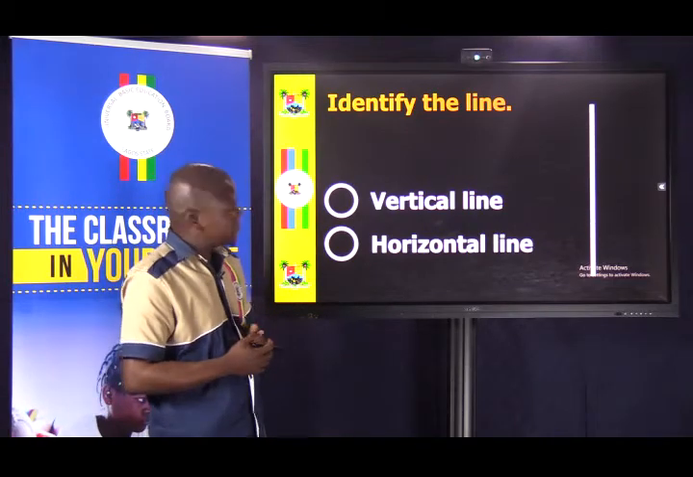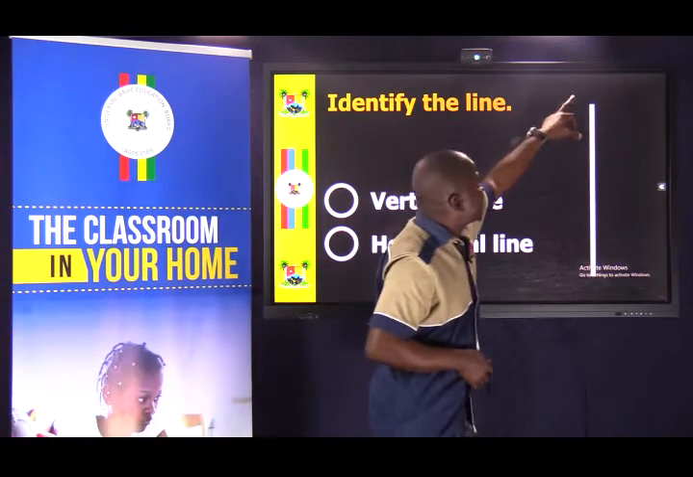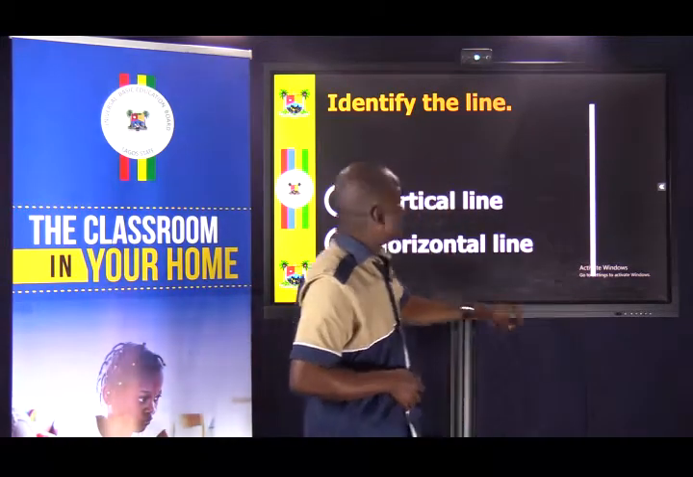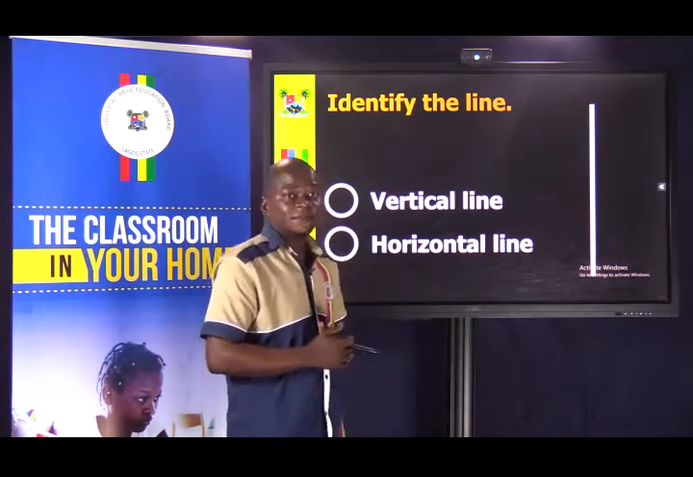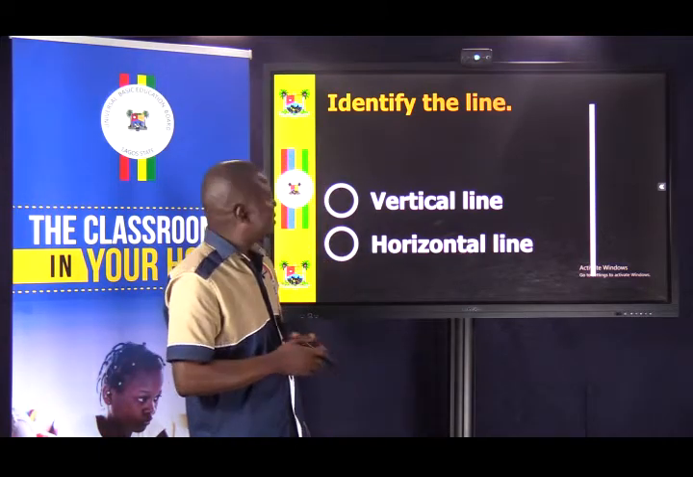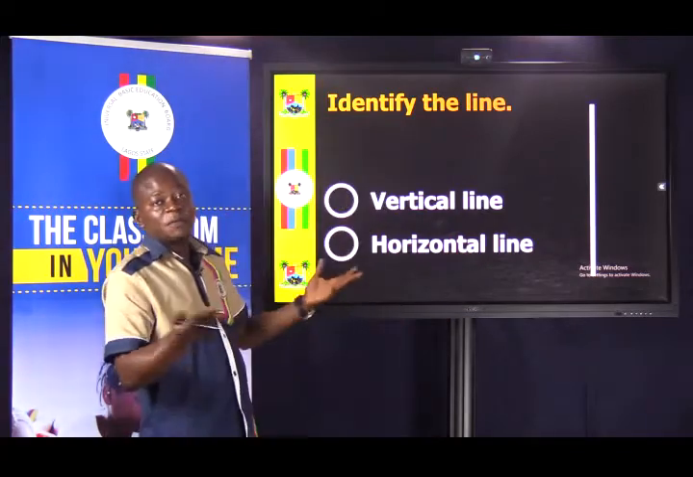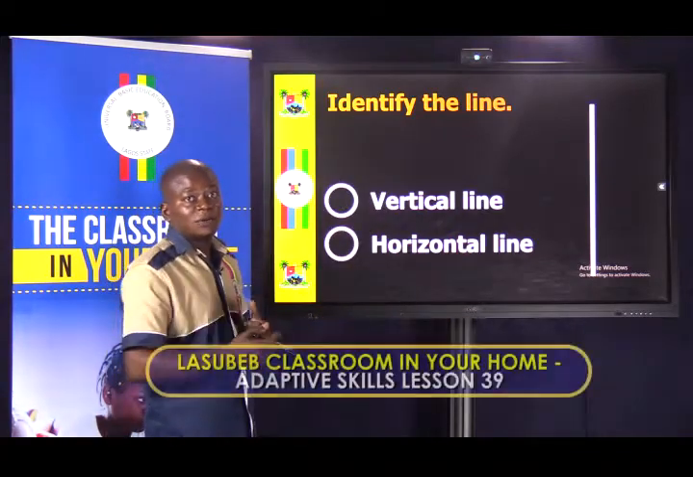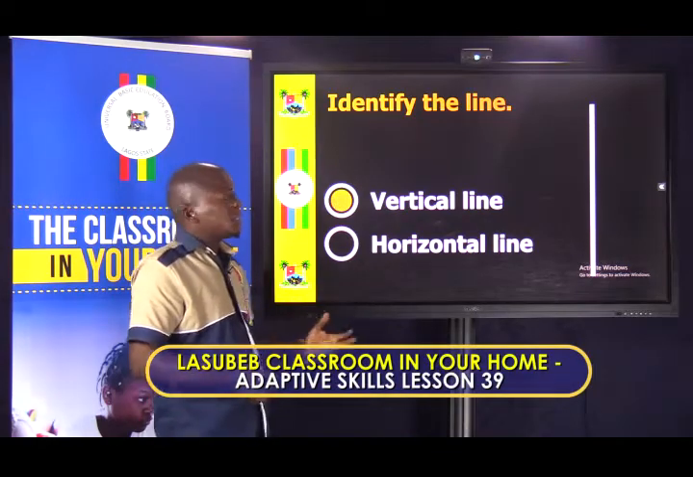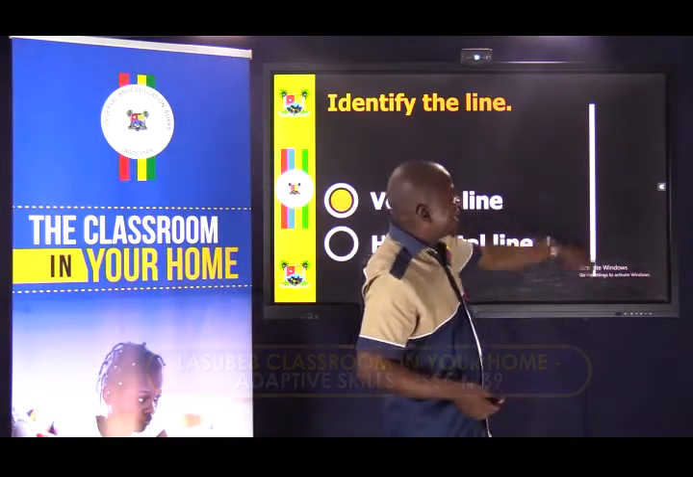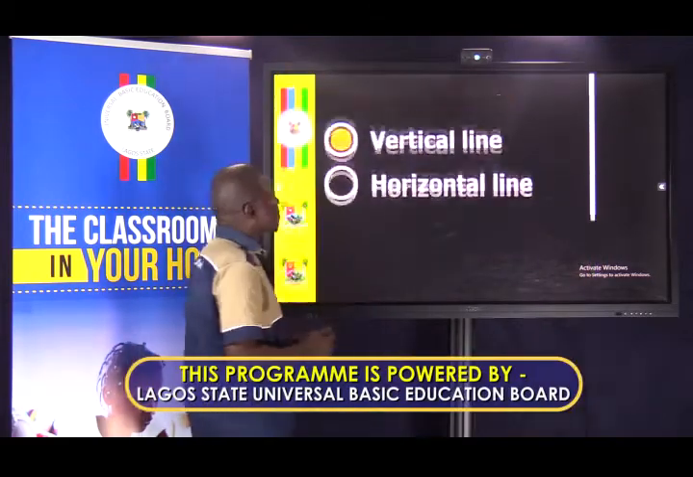Identify the line. Is it vertical line or horizontal line? Have you picked your answer? Now let's see the correct answer to this. Wow, it is vertical line. Next question.